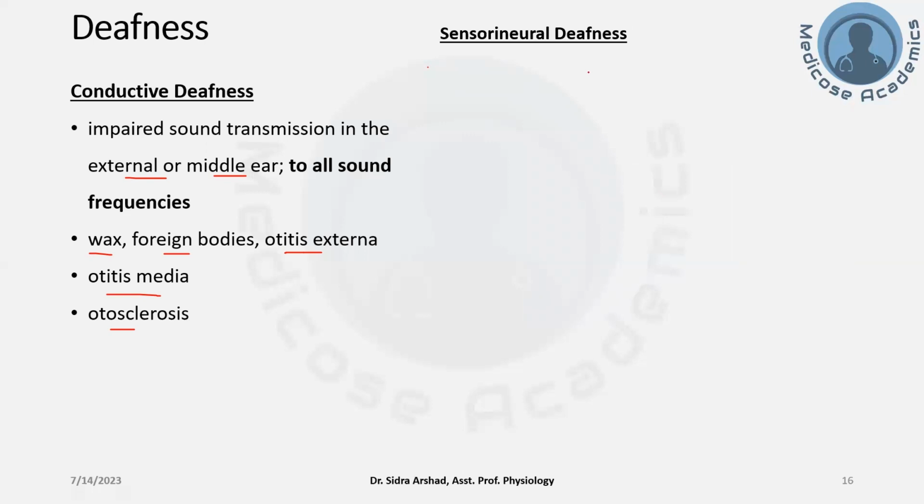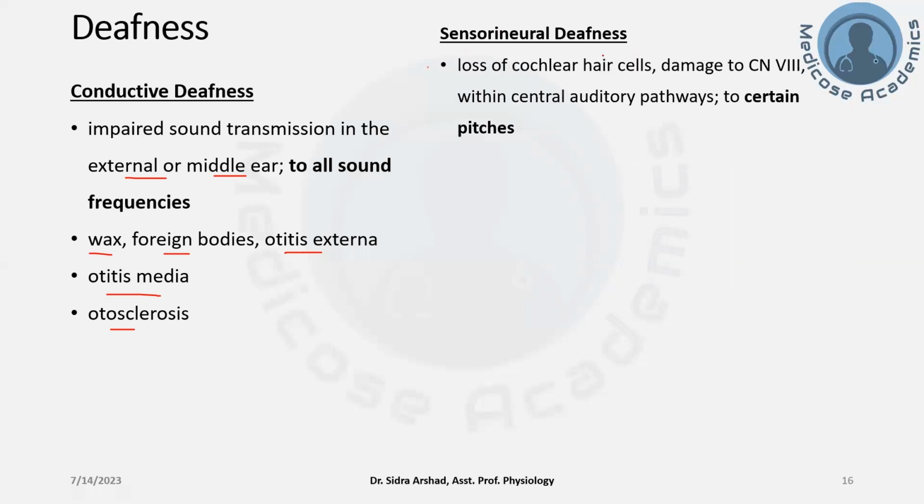On the other hand, in sensory neural deafness, as the name indicates, the problem lies either at the level of the receptor or anywhere in the auditory pathway. So it could be because of loss of cochlear hair cells. The loss of cochlear hair cells occurs with age and with exposure to loud sound especially, or if there is damage to the eighth cranial nerve, the cochlear division of the eighth cranial nerve, or within central auditory pathways. This type of sensory neural deafness does not involve all the sound frequencies. This deafness occurs to certain pitches.